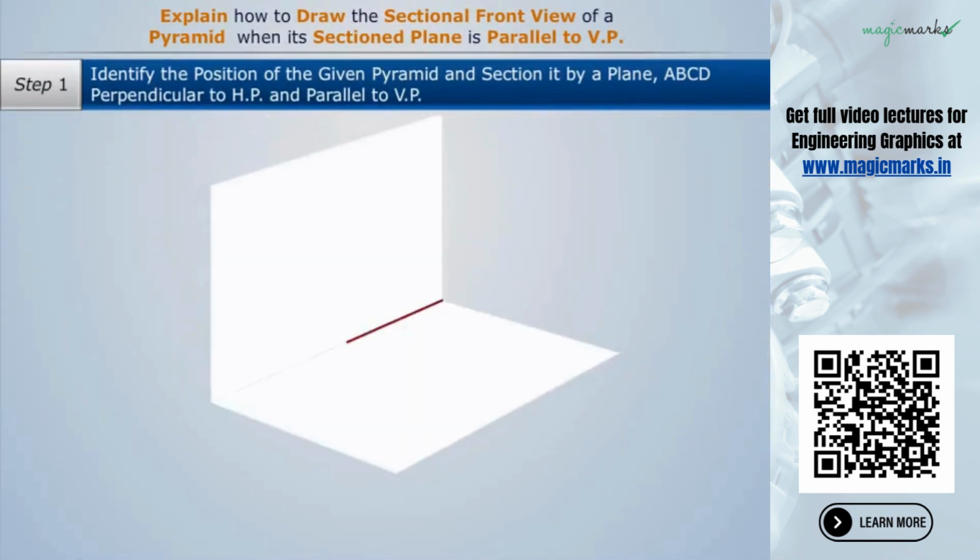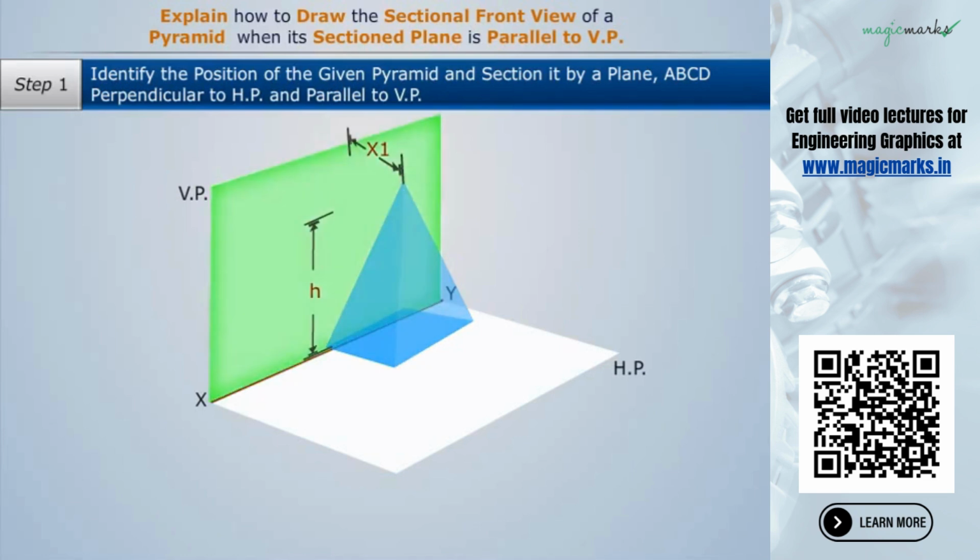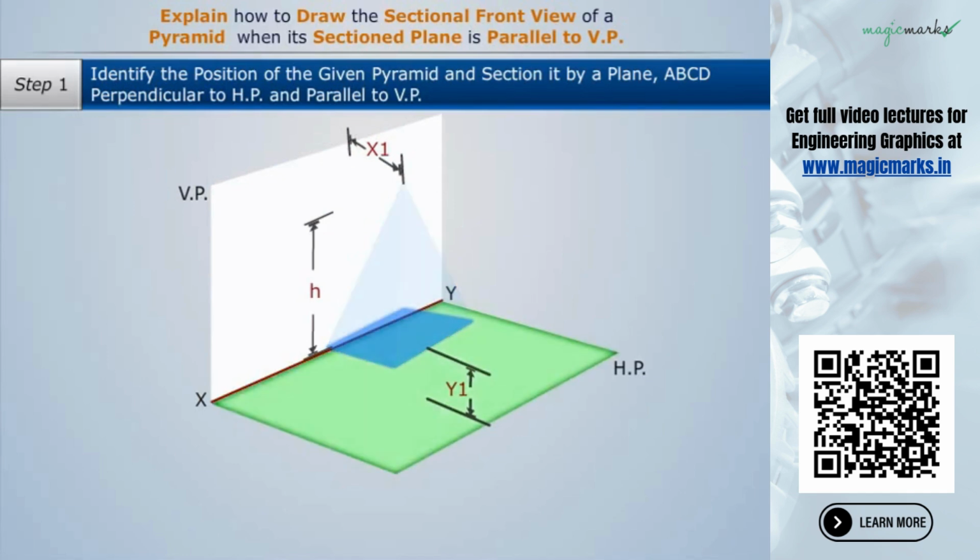In the first step, we identify the position of the given pyramid and section it by a plane ABCD, parallel to VP and perpendicular to HP. Consider a rectangular pyramid of height h mm. Let its apex be at x1 distance from VP and the rectangular face at y1 distance from HP.